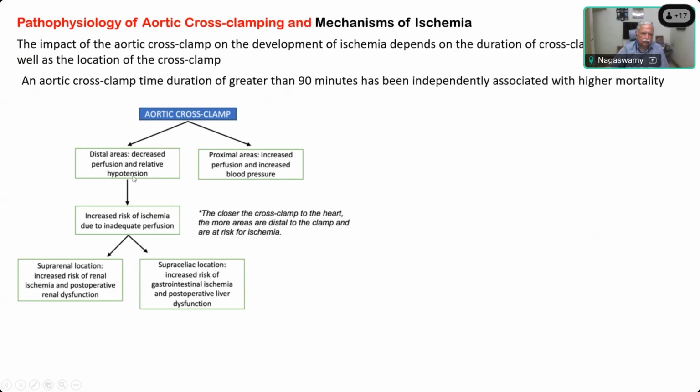Here there is hypotension in the distal portion. Then there is increased risk of ischemia due to inadequate perfusion. If it is a suprarenal location, increased risk of renal ischemia and postoperative renal dysfunction. If it is supraceliac, risk of gastrointestinal ischemia and postoperative liver dysfunction. So suprarenal, chances of post-op renal dysfunction. Supraceliac, chances of post-op liver dysfunction. And the second thing, hemodynamic changes.